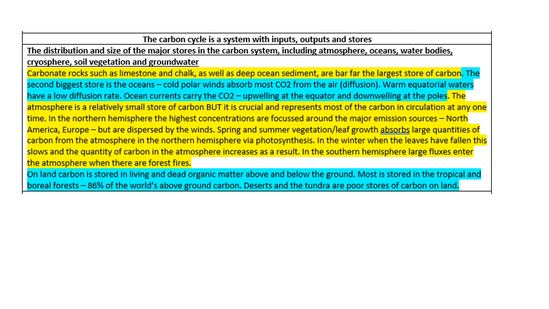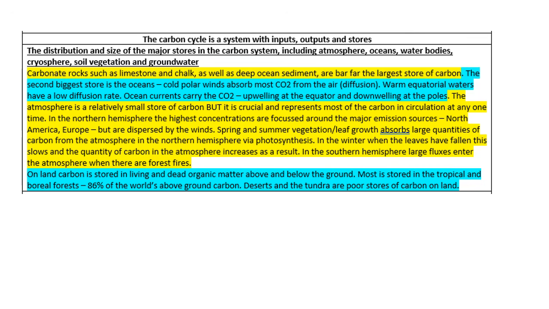Seasonally, when we've got the leaves on the trees during the summer, much more carbon is taken in through the process of photosynthesis, and as a result there's far less carbon in the atmosphere in the summer. In the winter, when there's no leaves on the trees, there's far less photosynthesis happening, and as a result there's far more carbon in the atmosphere. In the southern hemisphere, the large fluxes entering the atmosphere tend to be when they have big forest fires, because it's not as industrial in the southern hemisphere.